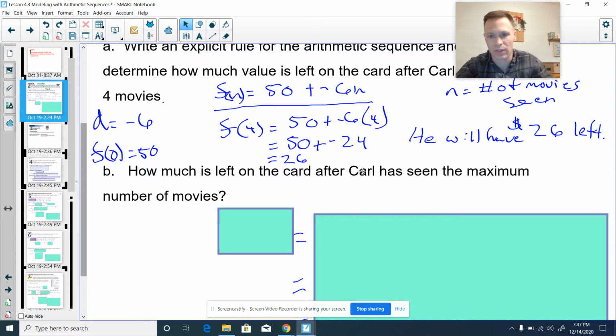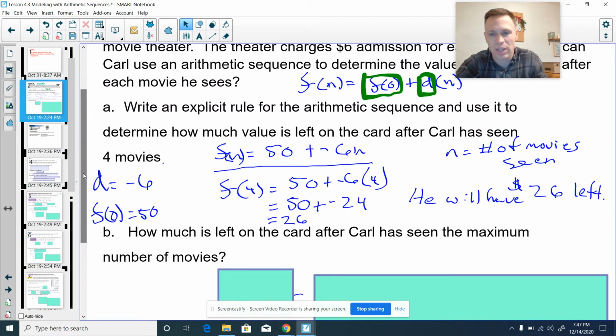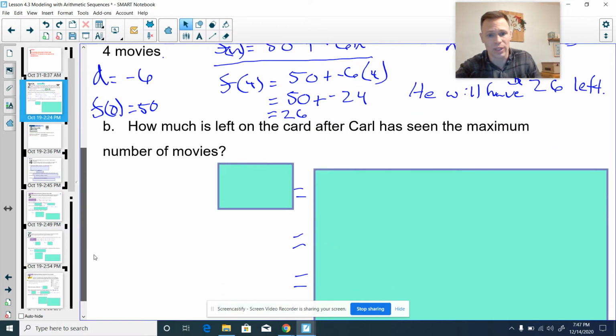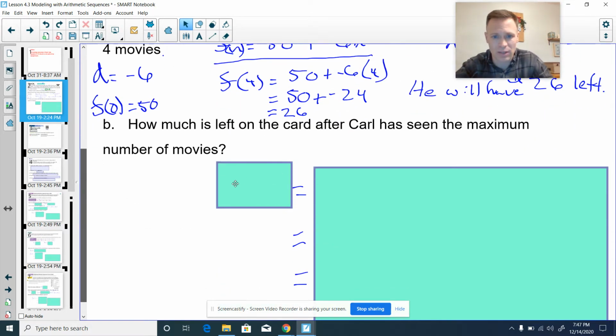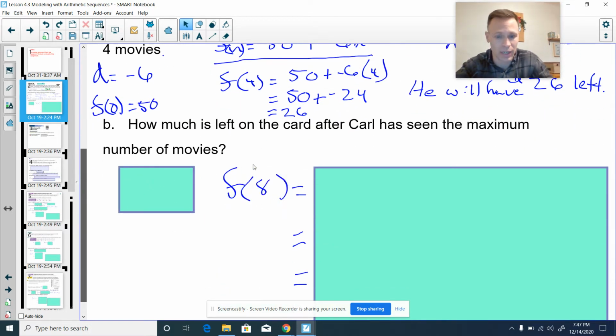Then this is another interesting question. How much money is left on the card after Carl has seen the maximum number of movies? He's only got 50 bucks, so he can't see an unlimited amount of movies. If movies are $6 apiece, I can do some simple math in my head and figure out how close to 50 I can get. I can't get 50, because 50 is not divisible by 6. What I know is that 6 times 8 is 48, and that means I can use the function evaluated at 8.